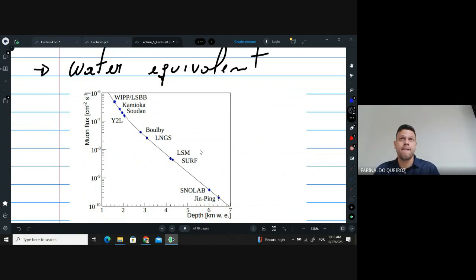Is it related to sea level? Yeah, sea level. So it's the sea level, sure, but how deep it is matters depending on the soil.